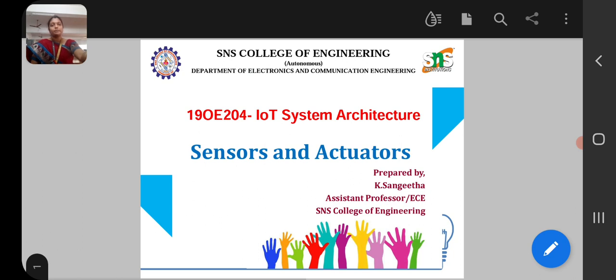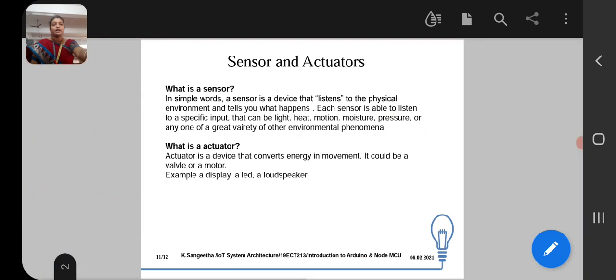Today I am going to discuss about sensors and actuators which are used in IoT. So let us start with the introduction of sensor and actuator. So first, what is a sensor?